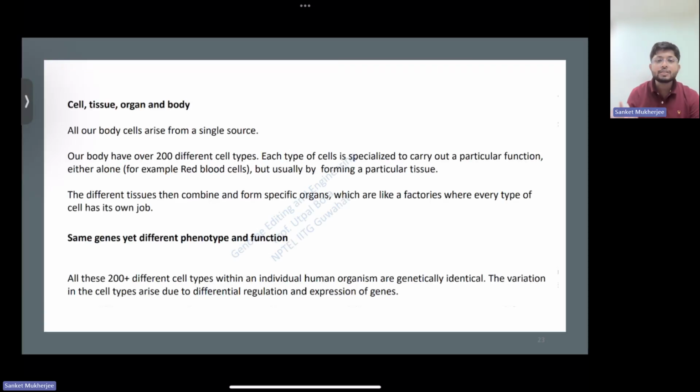Okay, so when we're talking about stem cells, we're talking about cells. All our body cells are coming from a single source. Our body has over 200 different cell types. Each type of cell is specialized to carry out a particular function, either alone or by forming a tissue, right? The different tissues, when combined, form specific organs, which are like factories where every type of cell has its own job. Same genes, yet different phenotype and function in each and every cell is observed. All these 200 different cell types within an individual human organism are genetically identical. The variation in the cell types arises due to differential regulation and expression of genes.